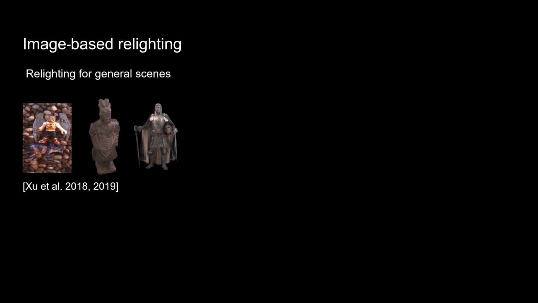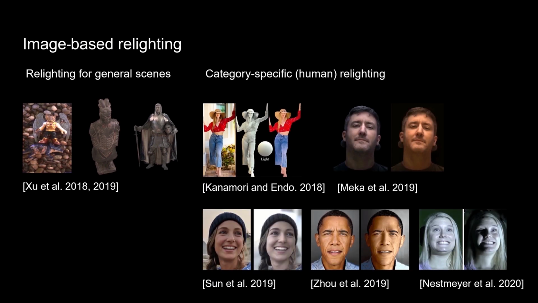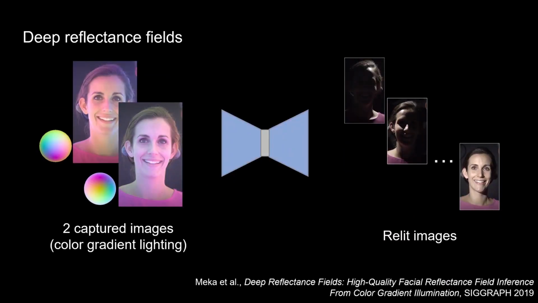results. Some recent works focus on category-specific relighting tasks and can do relighting with even fewer input images. They do human portrait or human body relighting with only 1 or 2 input images. Meka et al. use a light stage to capture 2 images under color gradient lighting to achieve high-quality relighting. And you will get more details about this work later in the session.